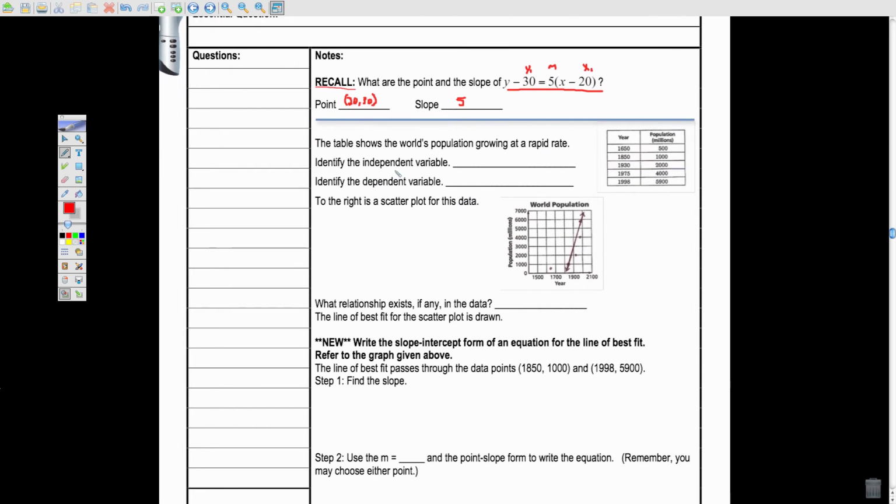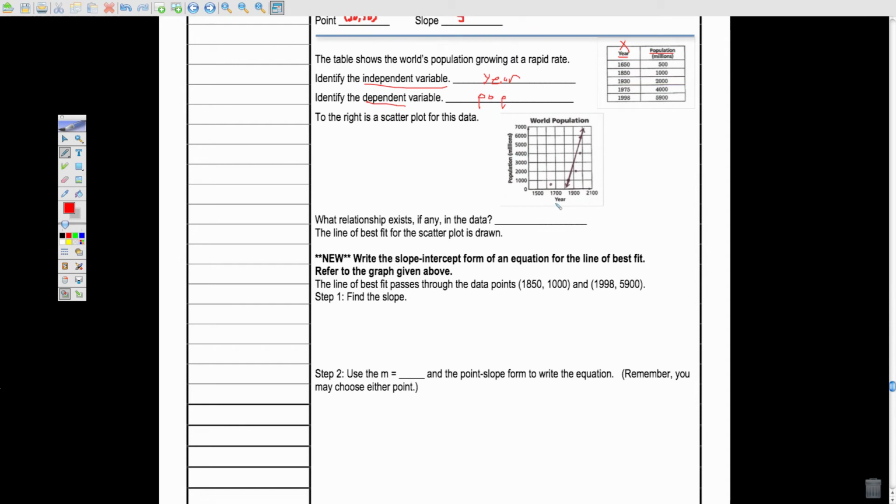Okay, the table, just reading what it says here. The table shows the world's population growing at a rapid rate. Identify the independent variable. The independent variable is your x, so that would be the year. And your dependent variable would be the only other one there, the population. You think about it, the population depends on the year.